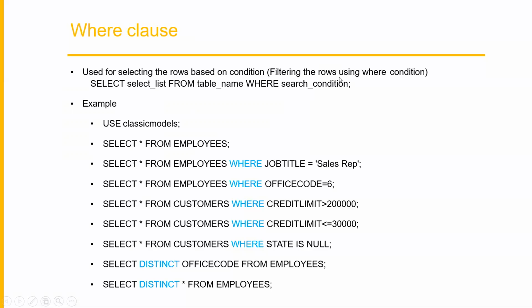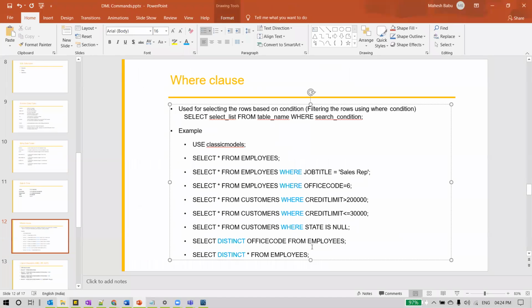Based on this condition, only a particular number of rows will be filtered and that particular number of rows will be displayed on the client. Only that particular number of rows will be read from the database and will be displayed on the output. So this is the use of where clause. Now we will see different examples of using where clause.